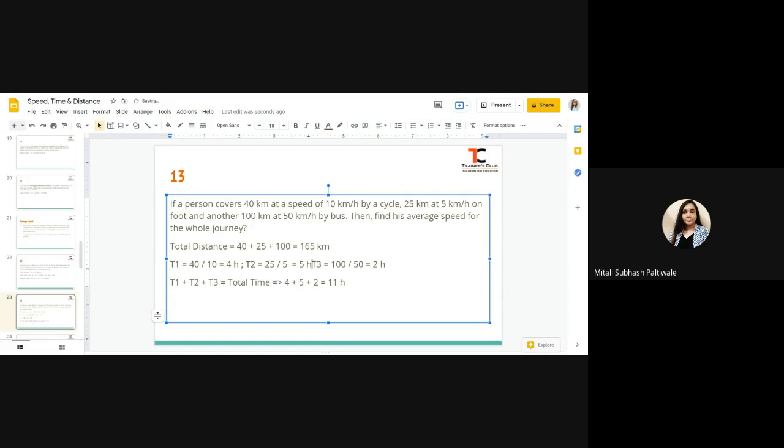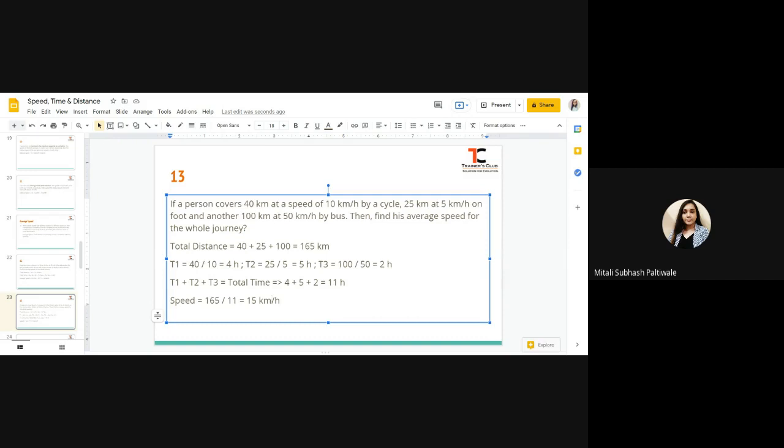Total time is 11 hours. Okay, now speed. Speed is equal to 165 kilometer per hour by 11 hours. So after calculating this, we will get our answer as 165 divided by 11. So that is nothing but, I believe, 15 kilometer per hour. Okay. So 15 kilometer per hour is the average speed of the whole journey.